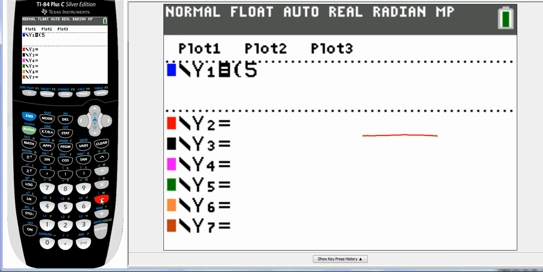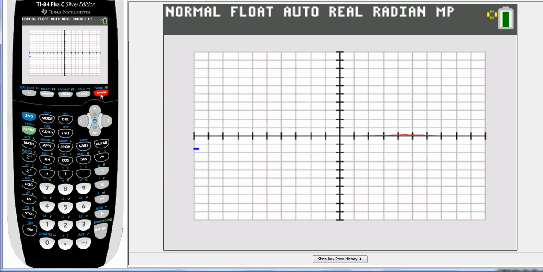Let's see, 5 minus x divided by x. Hit graph. Okay, I know it's going to be discontinuous at x equals 0. You can see that you have a vertical asymptote at x equals 0. That vertical asymptote is right here.